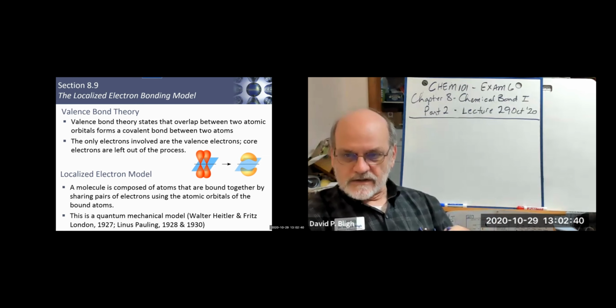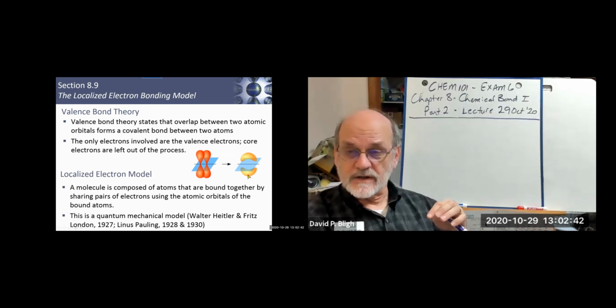But it's just to illustrate the fact that the valence bond theory is very simplistic. It just says these orbitals and their electrons overlap. One electron from one, one electron from the other, you got a bond.